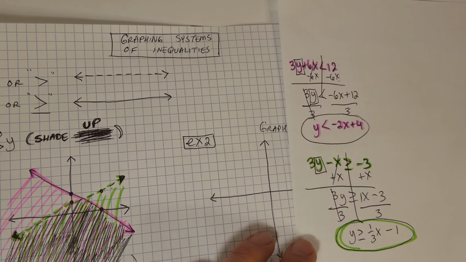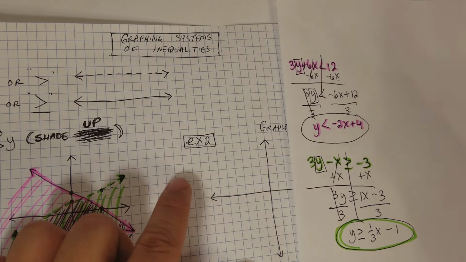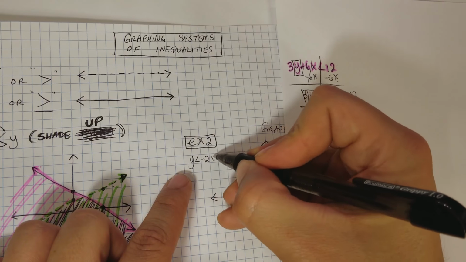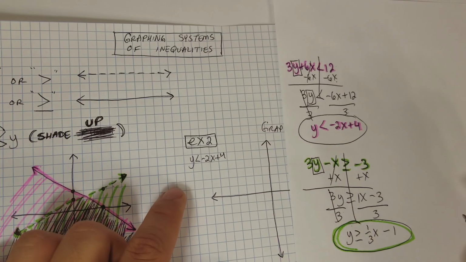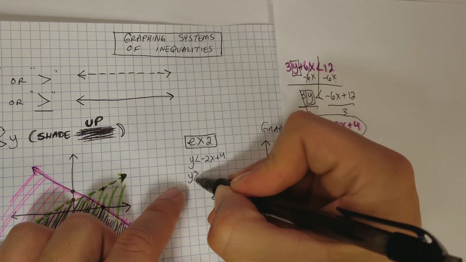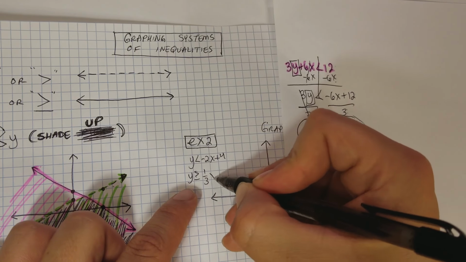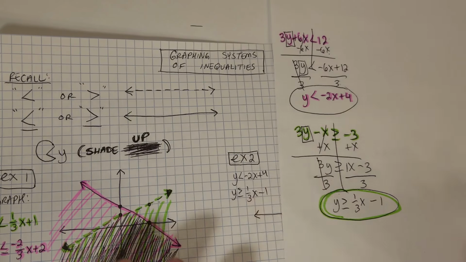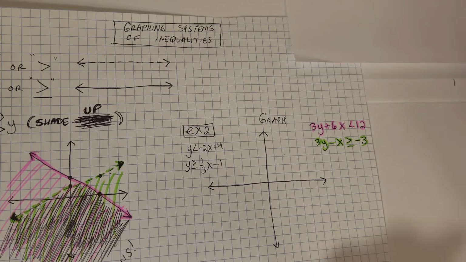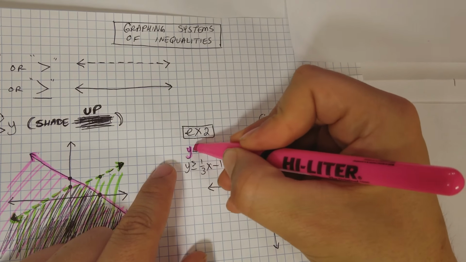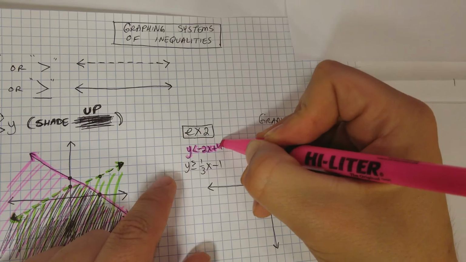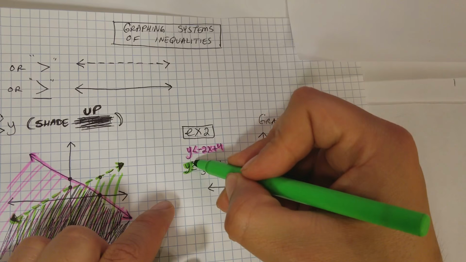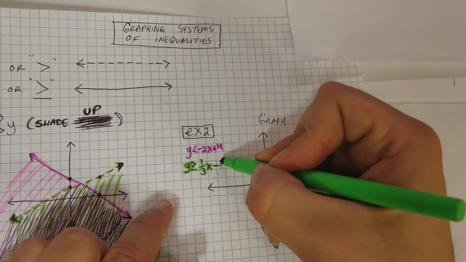So I'm going to just write these problems on the side so you can see them. So y is less than negative 2x plus 4. The other one was y is greater than or equal to 1 over 3x minus 1. All right, I wrote them. Cool. This is gone. Okay, so that first one was the solution when I got the y by itself for the pink one. That second one was the solution when I got the y by itself for the green one. So now let's actually graph it.